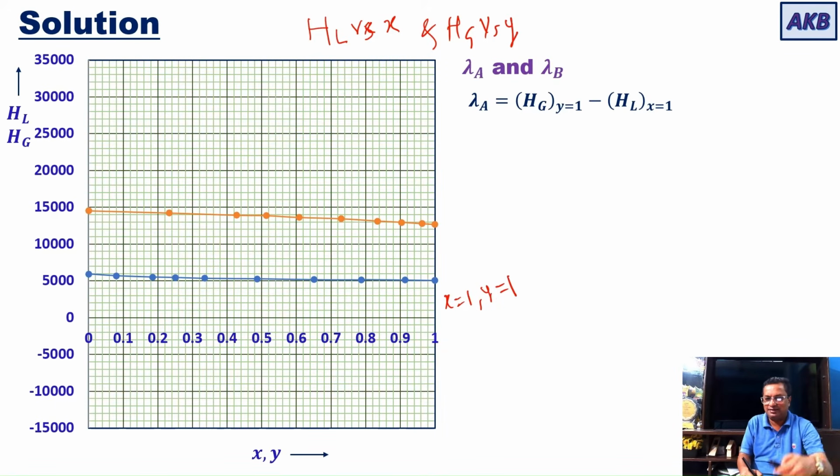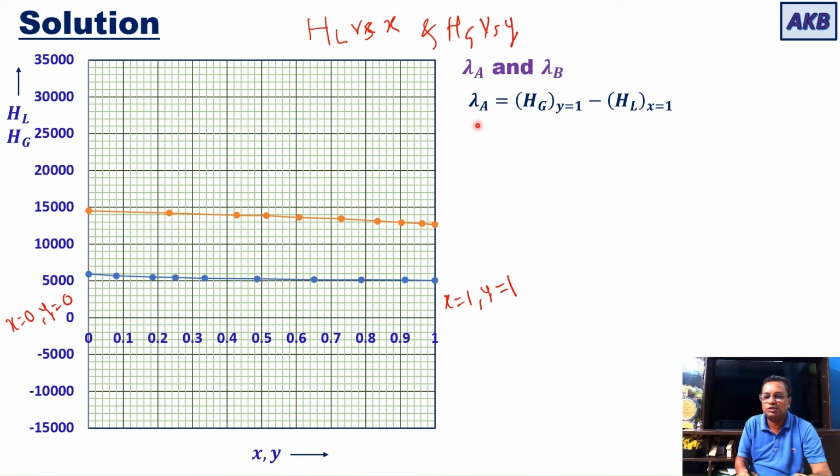If you have seen my earlier video, I have explained why the end x equal to 1 and y equal to 1 represents pure A, whereas the other end, x equal to 0 and y equal to 0, represents pure B. I have explained that, so please watch that video. Now let us come back to our calculations.